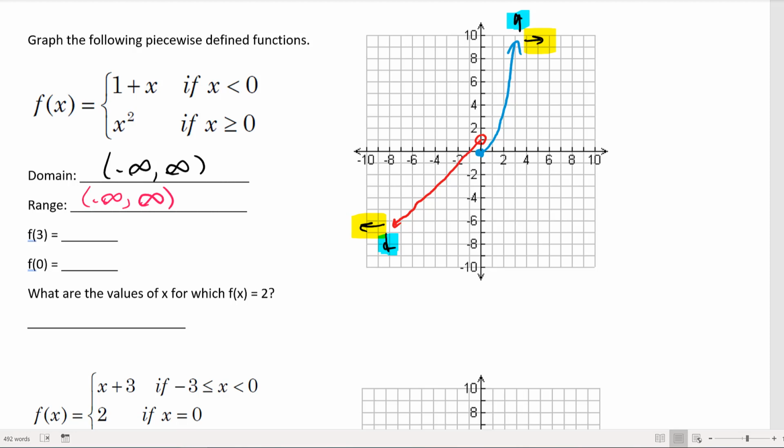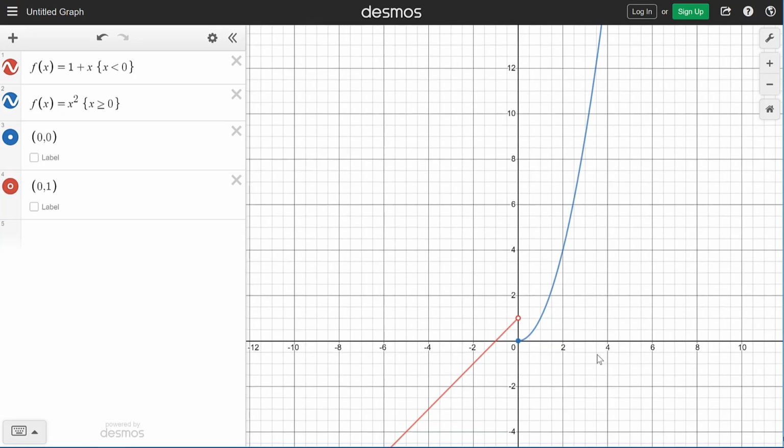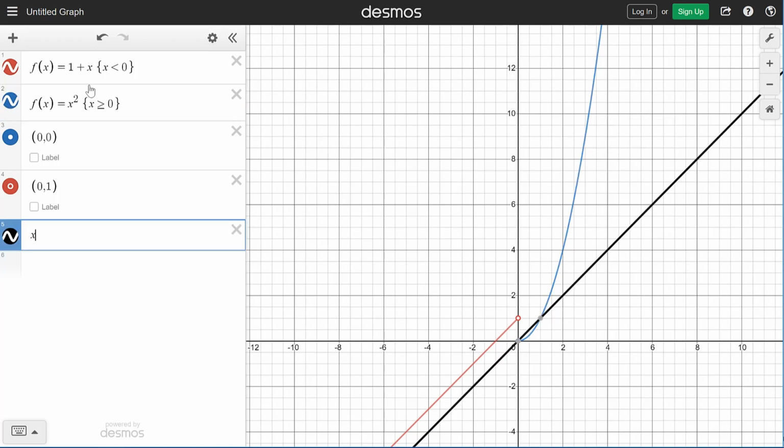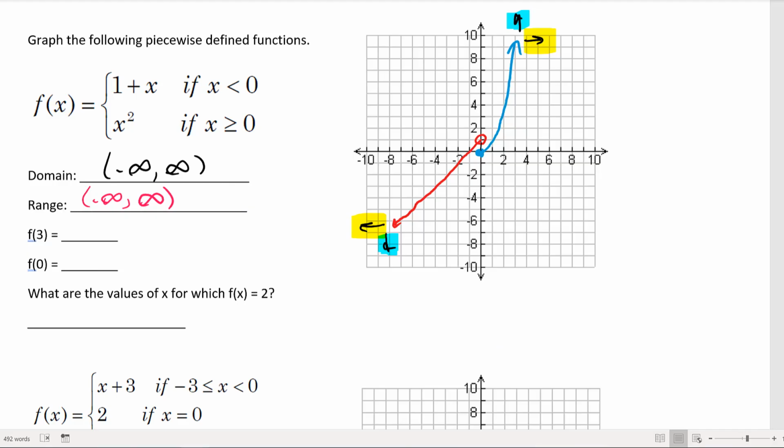To find f of 3, you could probably plug it in if you want, or you could look at the graph carefully if you want. I'm going to go back to my picture and I'm looking for f of 3. So right here at 3, I can see that it hits at 9. If that's hard to see because it's kind of scrolling a little bit, what we could do is just type what happens when x equals 3. And then we can see exactly it's 9. So that was a pretty simple answer. F of 3 equals 9.